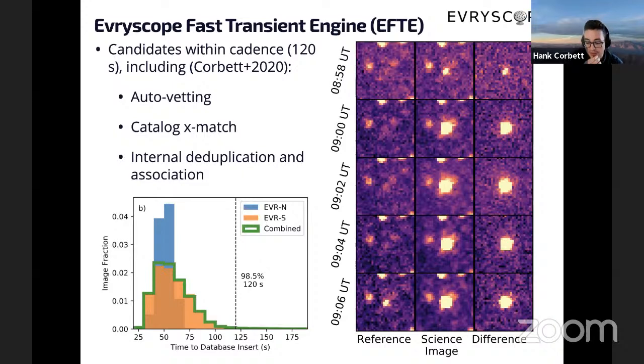This also demonstrates how that rolling reference frame works, where you can see in the first film strip of reference, science and difference image, that science image becomes the reference image at the very bottom at 9:06 UT. At the moment, we don't have a public event stream, but we have a couple of different things we're considering for making that happen relatively soon, within a year at least. So very interested in the discussion happening earlier about the degree of contamination that's permissible in a public event stream.